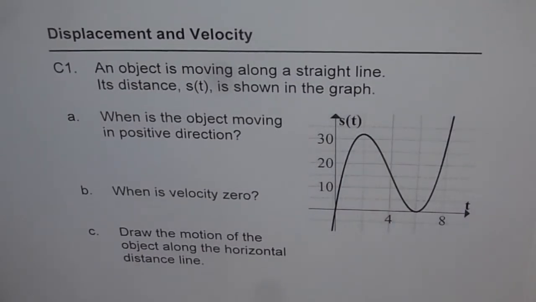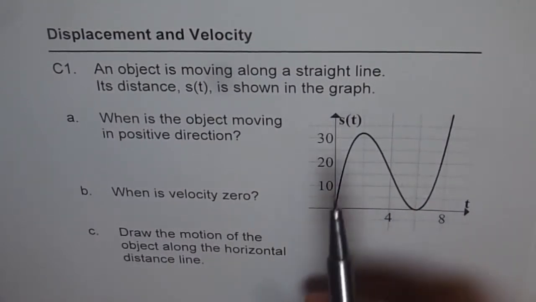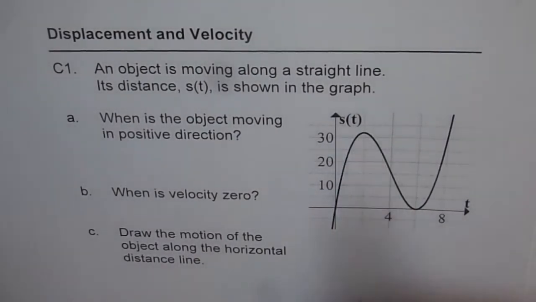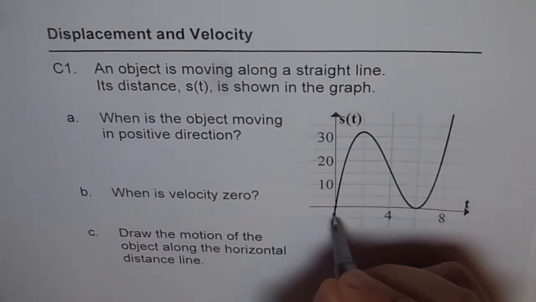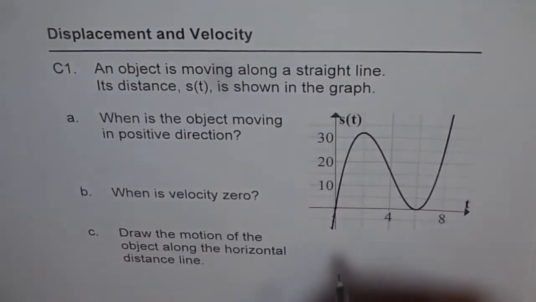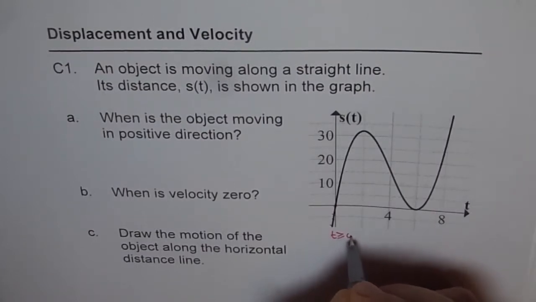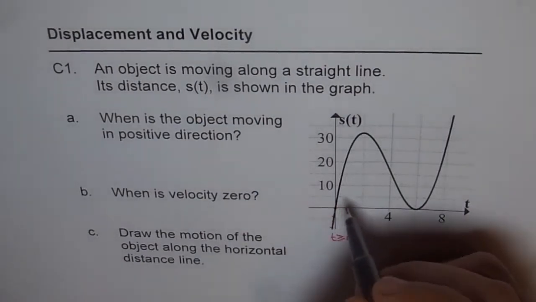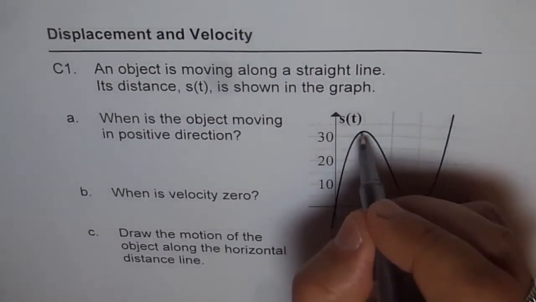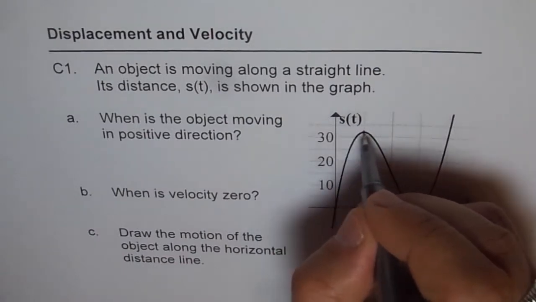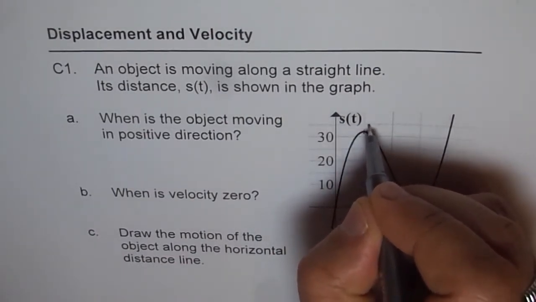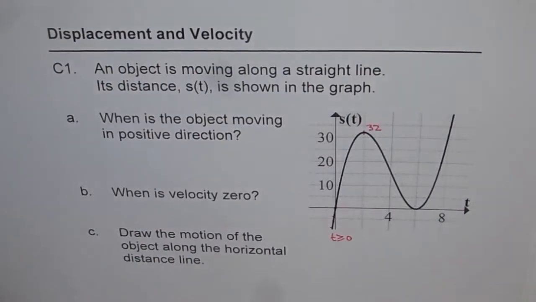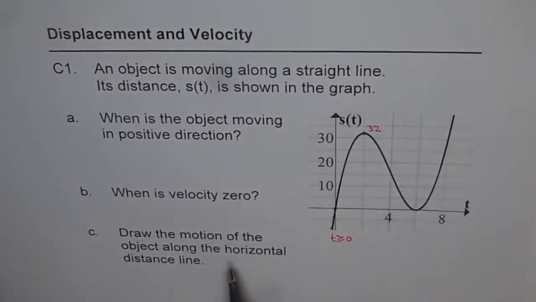So here we have a graph which represents displacement of an object with time. So S is the displacement. We see from the initial position, well, this part, ignore this part. We'll consider the time t greater than or equal to 0, right? So we'll start from here, that's our initial point. And as the time increases, we see that the displacement increases, and that's approximately 32 units, okay? So writing 32, since we have to draw the motion of the object along a horizontal line.